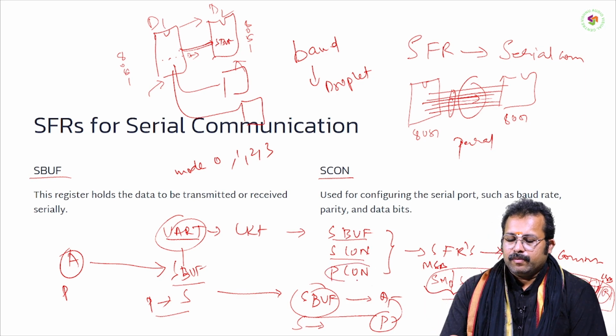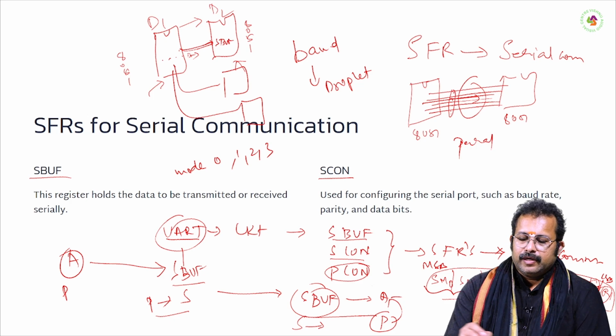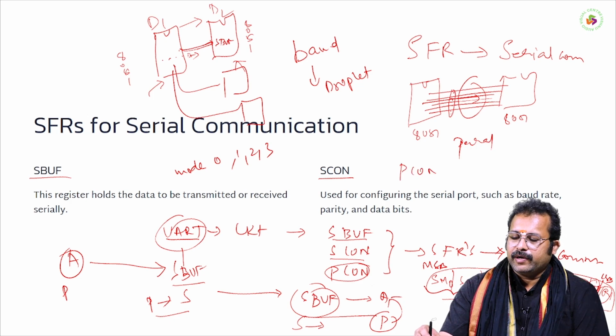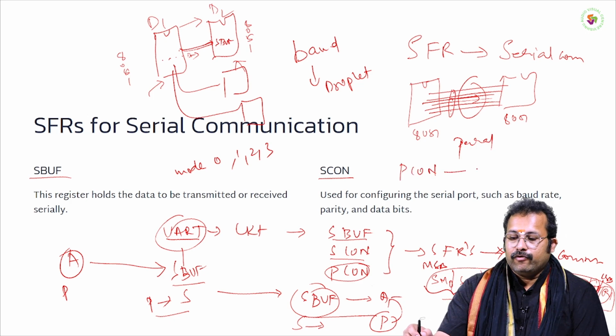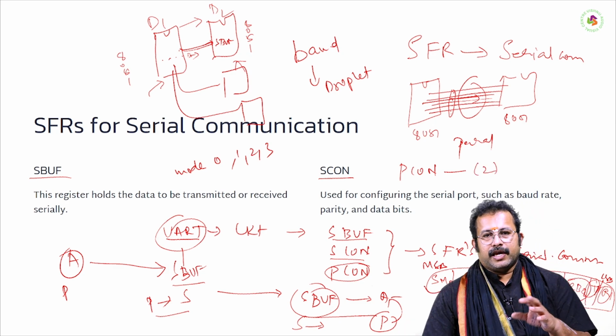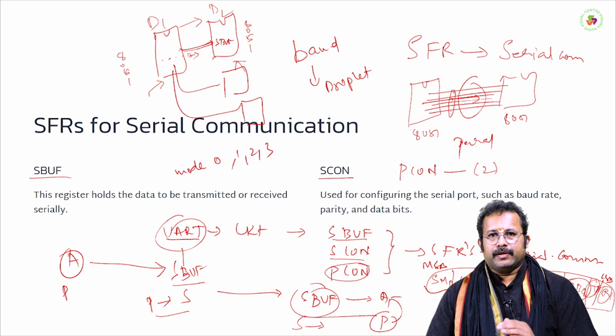And power control is a separate register. It is not mentioned here. Mainly, it focuses on doubling the baud rate and on changing between idle mode and power down mode. As far as this concept is concerned, we can have a special session on serial communication in the 8051 microcontroller.